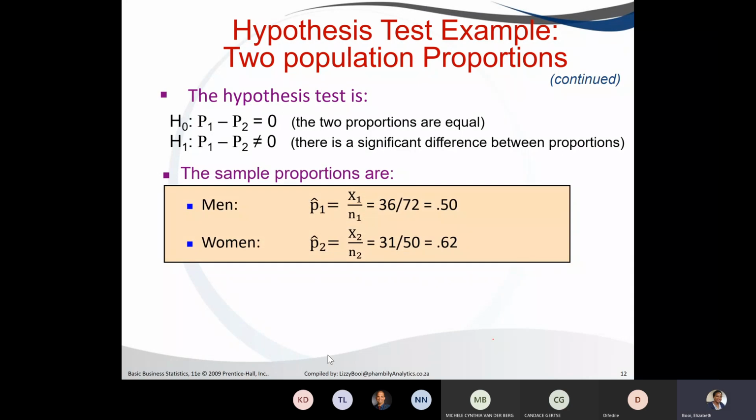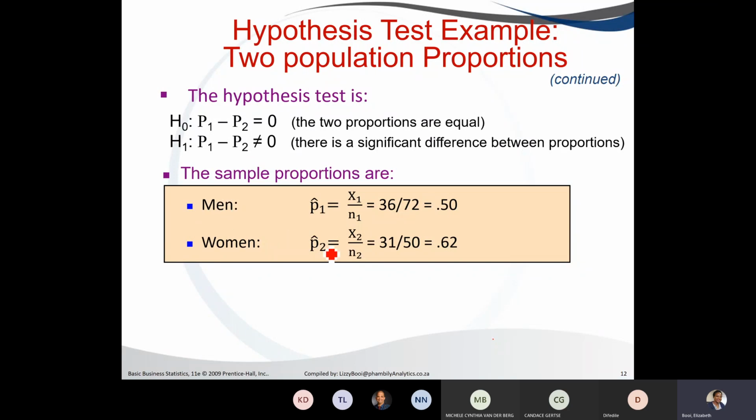We can also calculate our sample proportions because we know what our n is and we know that our x observations are 36 out of 72 for men, which gives us a sample proportion of 50% or 0.5. And for women, there were 31 who voted yes out of 50, which gives us 0.62 or 62% as the proportion of women.